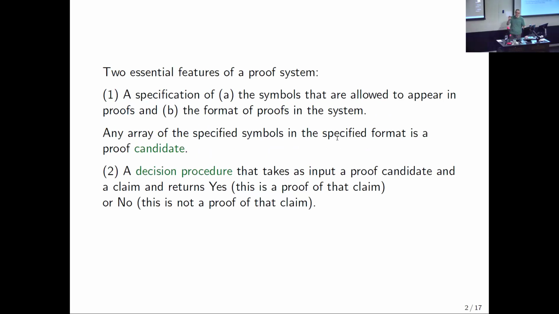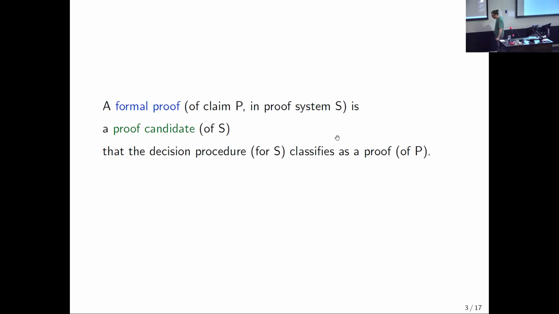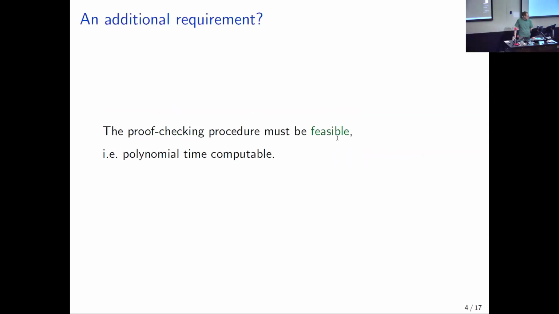So that's what a proof system is. It defines the symbols and the format, which give you proof candidates, and then there's a decision procedure that says of a candidate whether or not it is a proof of some claim. And so what's a formal proof? Well, a formal proof of a certain claim in a certain system is a proof candidate of that system that the decision procedure for that system says is in fact a proof of that claim. I think we can take that as a starting idea of what a formal proof is. And then there's this question of whether we should add this other thing, and that's what I want to talk about.